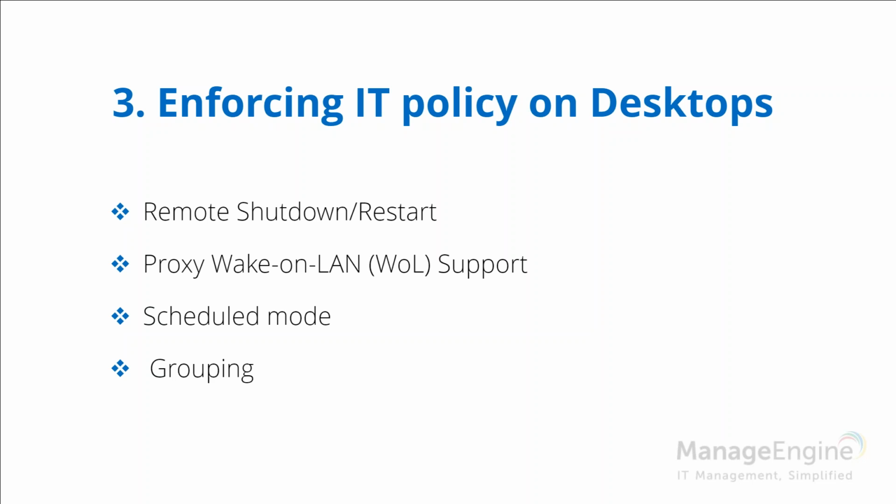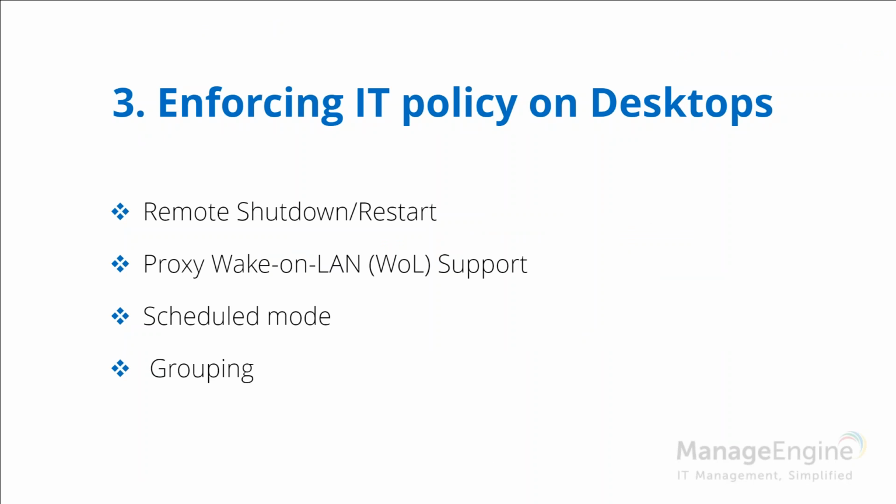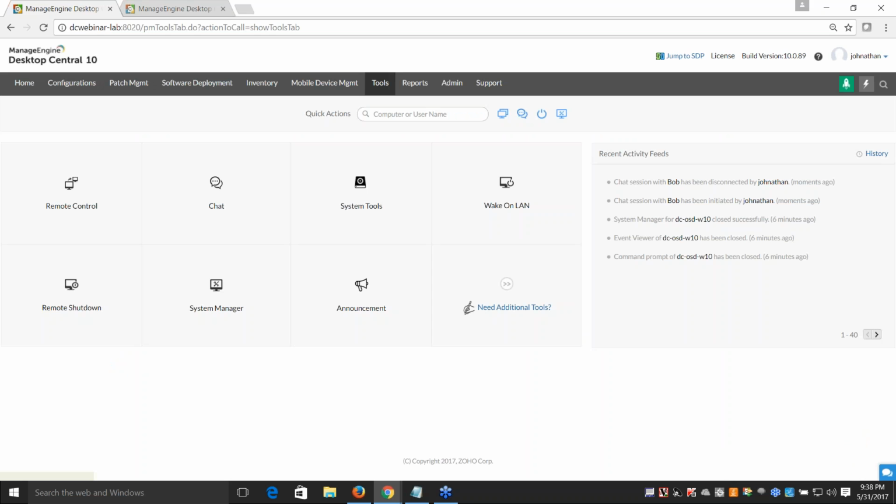We do have some inbuilt tools where you can perform a remote shutdown or restart. You can even schedule the shutting down or restarting of the machine. And we also have a Wake on LAN tool inbuilt, which will help you in turning on the machines. That can even be deployed based on different groups or departments. So let me go ahead and show you how to employ the IT policies task using Desktop Central tools. I'm going to Tools once again.